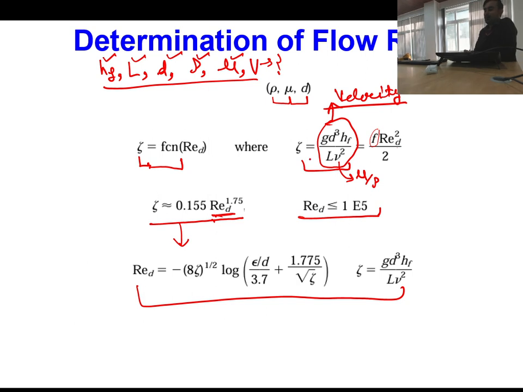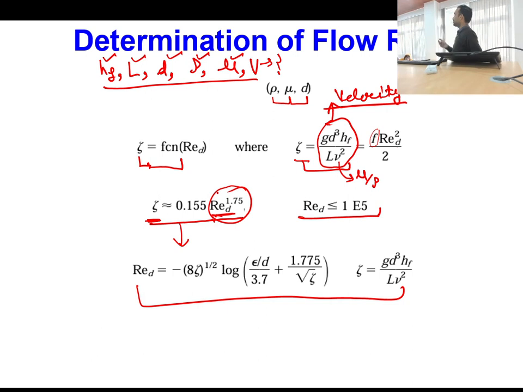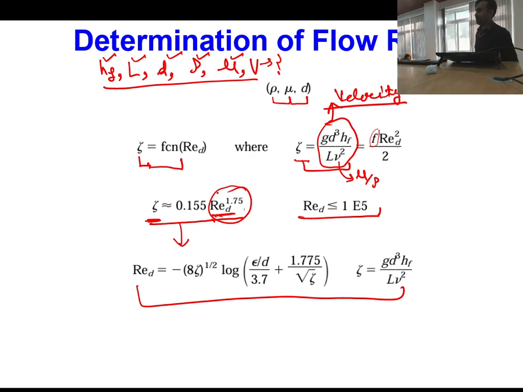So by knowing all these parameters, I can calculate the value of zeta, and if I substitute zeta over here, then I can calculate the value of Reynolds number. And once I know the Reynolds number, then I can directly calculate the friction factor and substitute back into the equation f L V squared by 2 g D equal to h_f, and I can calculate the value of velocity. For a wider range of Reynolds number, this first relation is applicable only for Reynolds number less than 1E5. For the entire range of turbulent flow, this is the more generic correlation.